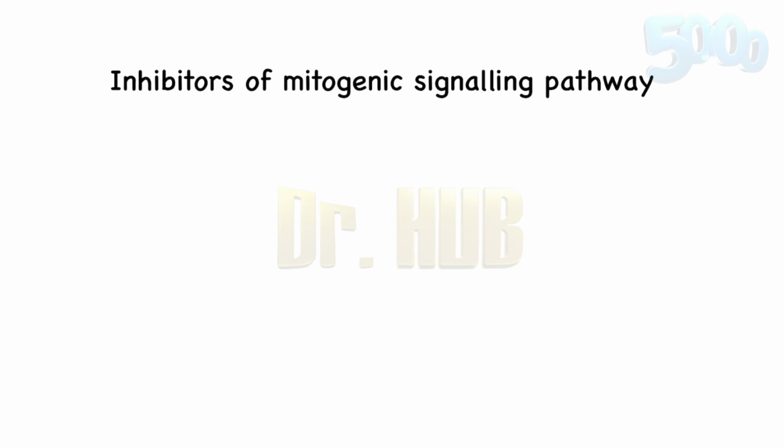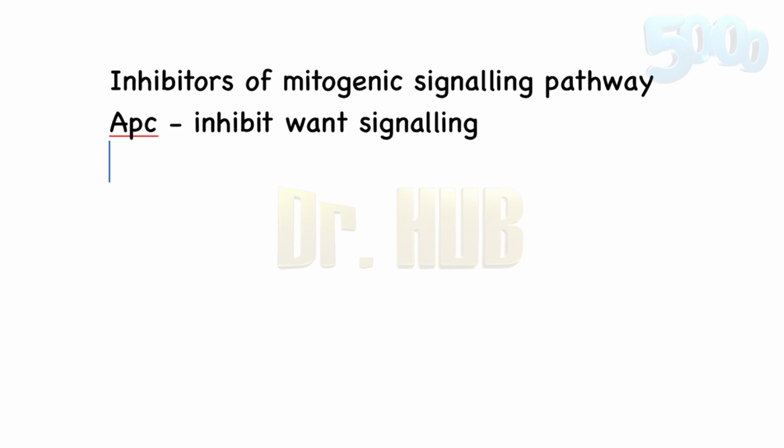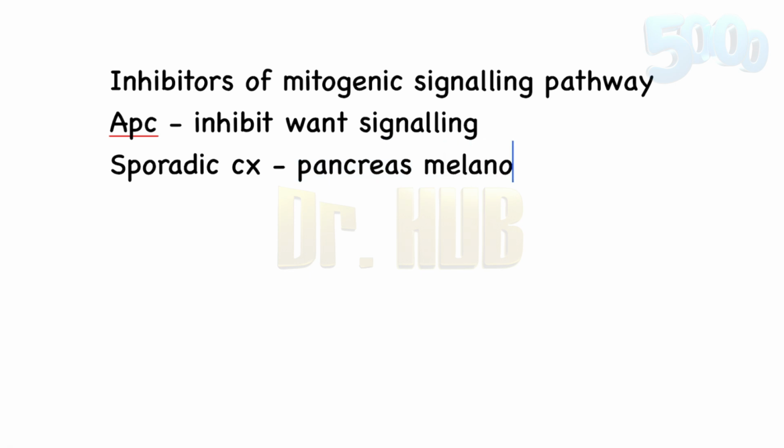Now to begin with, the APC gene. The protein involved is the adenomatous polyposis coli protein, so it is APC. The function is the inhibitor of the WNT signaling. Next are the familial syndromes. It includes the familial colonic polyps as well as the carcinomas. The sporadic cancers include that of the stomach, colon, pancreas, as well as the melanoma.